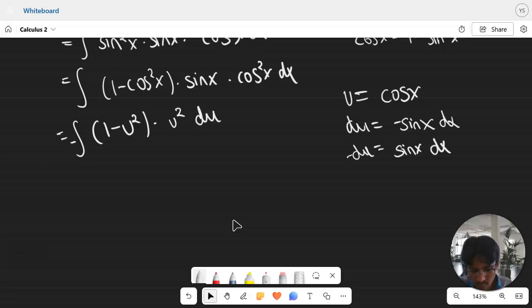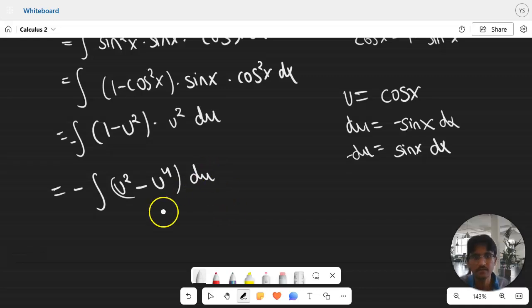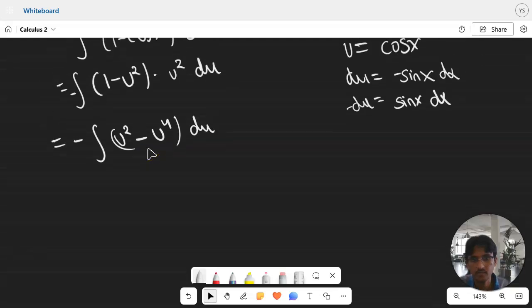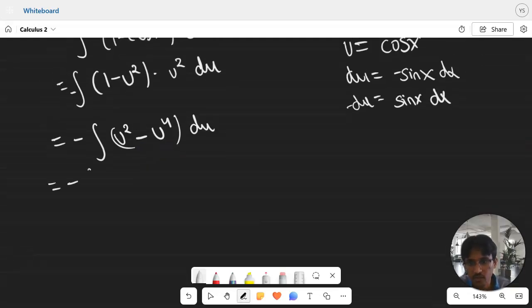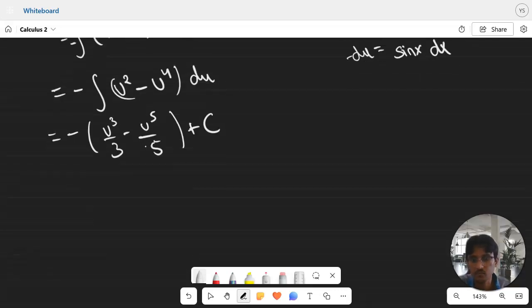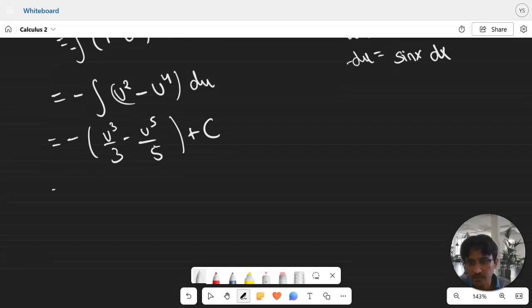Next, negative of the integral of (1 minus u squared) u squared. So the next step would be to multiply it out: u squared minus u to the fourth du. Now we just have to take the integral using the power rule of integration. So it's going to be u cubed over 3 minus u to the fifth over 5 plus c. Do not forget plus c, because we're doing an indefinite integral, right? We're not doing a definite integral.